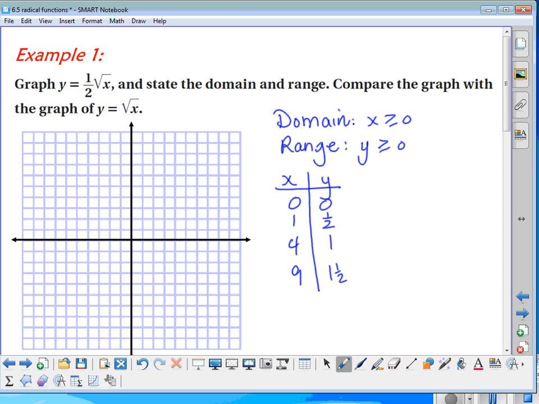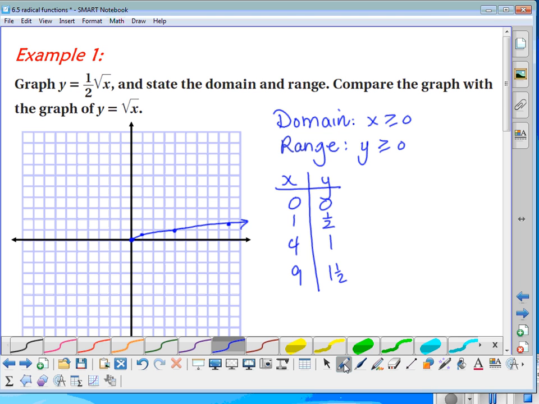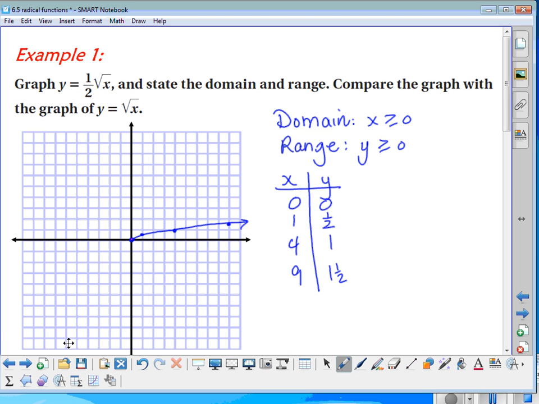And then you just plot the points. So 0, 0, 1, 1/2, 4, 1, and 9, 1.5. And then I'll go ahead and put the parent graph on the same graph so you can compare it.